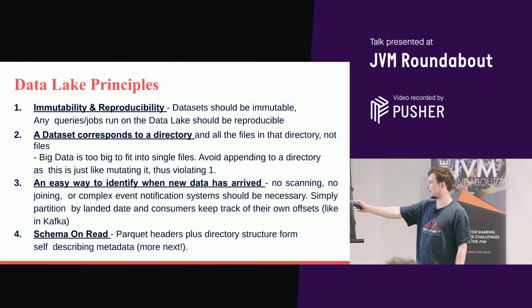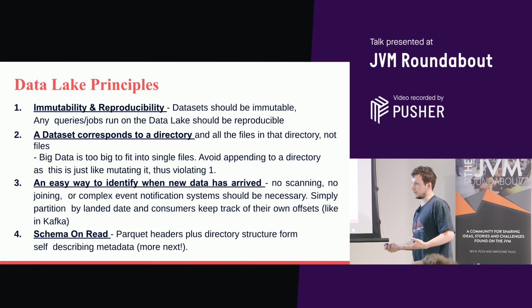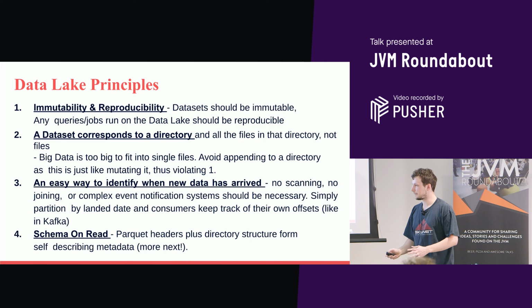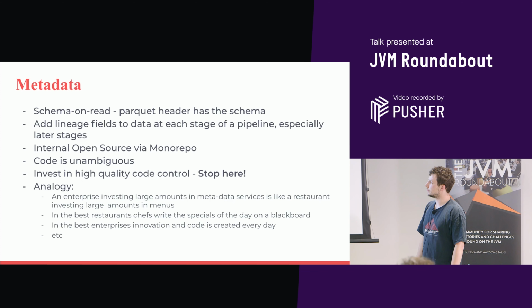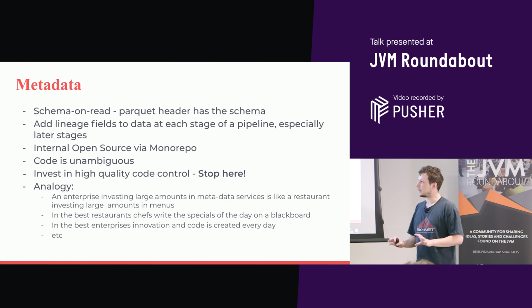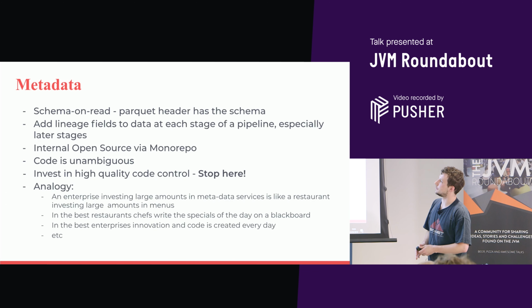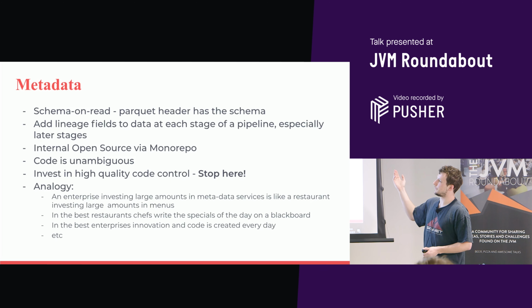Parquet has headers, and if you have a good directory structure, that should tell you a lot about the data. Now, you will see a lot of these big tools trying to invade your lake, claiming to magically tell you what your data is. I'd suggest being careful of them and focusing on the simple things: Parquet headers have a schema, and add some lineage fields to your data if you need to.